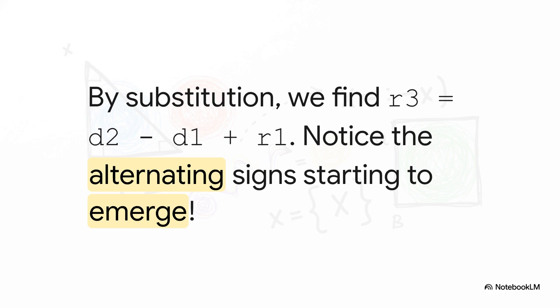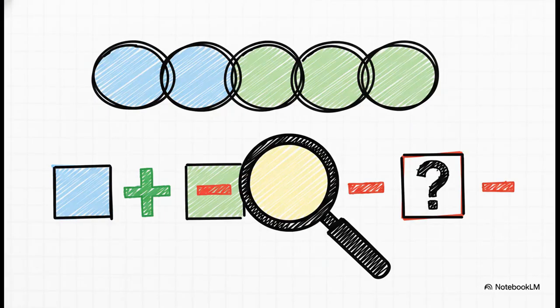We get R3 equals D2 minus the whole D1 minus R1 thing, and hey, look at that. When you expand it out, you get R3 equals D2 minus D1 plus R1. You see that? We're starting to see a pattern. Plus, minus, plus. Let's just do one more, for R4, just to be absolutely sure.